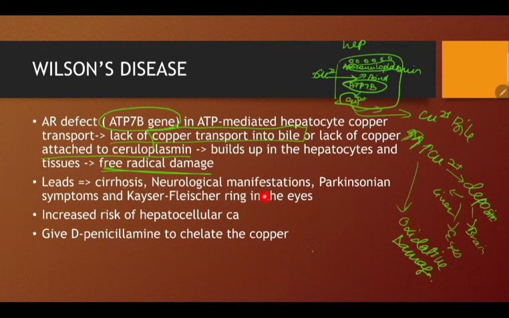Because of the deposition, you can see cirrhosis. Wilson's disease leads to cirrhosis. Neurological manifestations occur because it goes to the brain and can deposit in, let's say, the basal ganglia, causing Parkinsonian symptoms or syndrome. It can deposit in the eyes, leading to the Kayser-Fleischer ring that you can see in the eye. It's like a copper-colored ring. It looks pretty, but you know it's Wilson's disease. There's an increased risk of hepatocellular carcinoma because of Wilson's disease. And to remove this excess copper, you give D-penicillamine, which will chelate the copper.